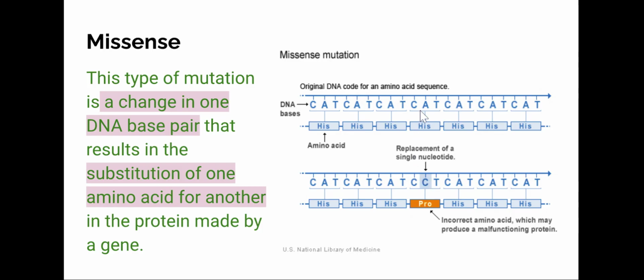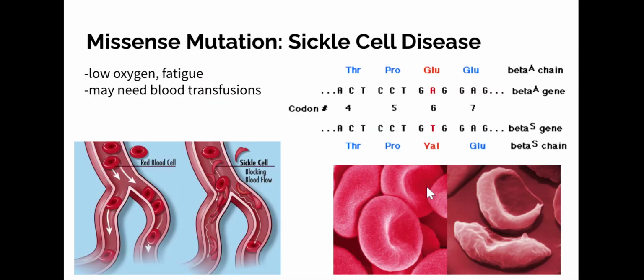So in this one, you can see CAT would be the typical sequence here, but in this one, there's been a mutation. Instead of an A, you now have a C. And so that actually would go on to change the protein that gets made. And that can end up causing problems for somebody. So a missense mutation just changes one DNA base pair. And an example of that is sickle cell disease.